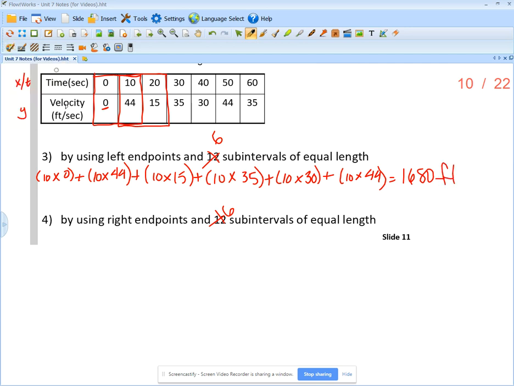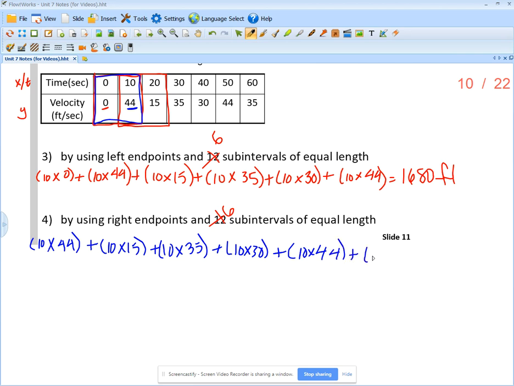Now your right endpoint is going to be very similar to this. We're still looking at those same intervals, so my base for all of them is still going to be 10. The only difference here is that I'm not concerned with the left y value, I'm concerned with the right y value. So we're starting with 10 times 44, and we'll just be continuing throughout this list for each one of these rectangles. So I have 44, then 15, 35, 30, 44, and my last one is going to be at 35. Again, I need this last one because it is a right endpoint.